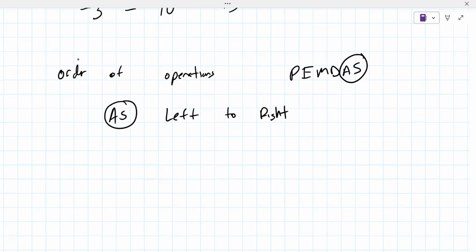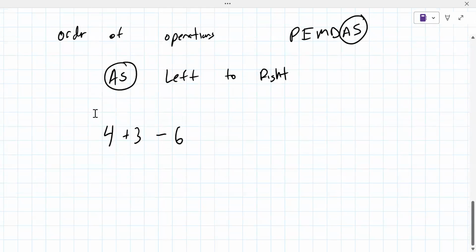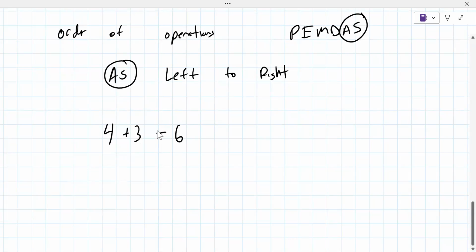Okay, so if you thought you were done with what we're doing, you're not. It's like 4 plus 3 minus 6. You're going to get more complicated, but we're going to go with a very simple example. There's both addition and subtraction. You just work it left to right. So 4 plus 3 is 7. Then bring down the minus 6. 7 minus 6 is 1. Okay. And you try to do one operation per line.